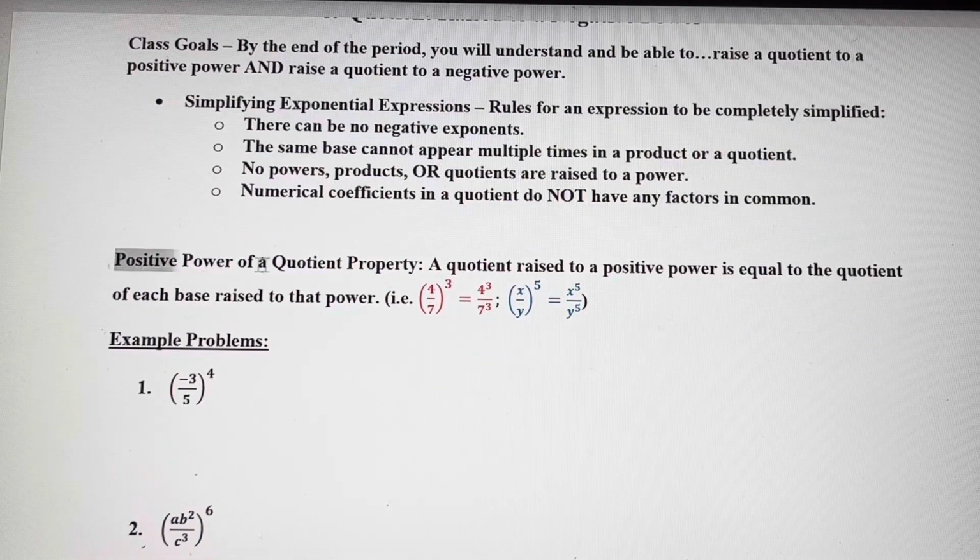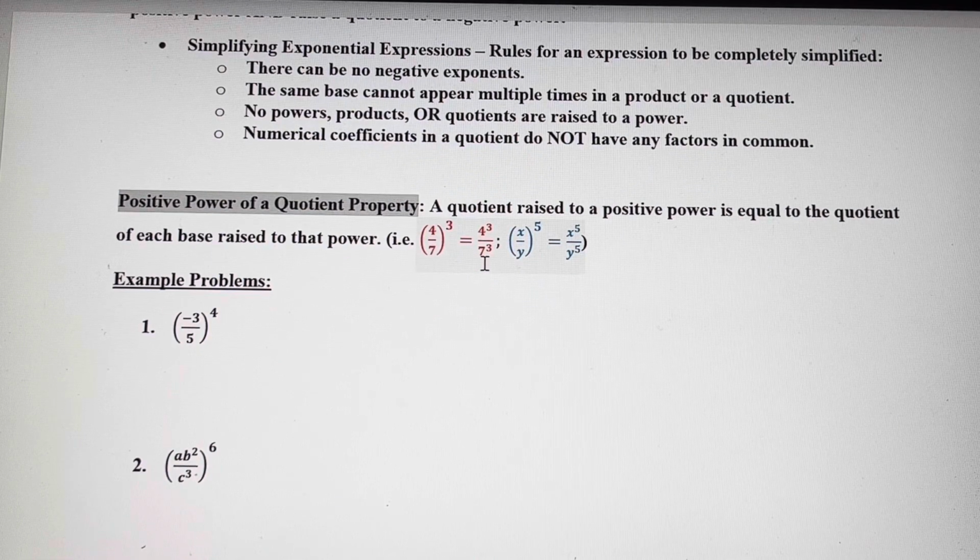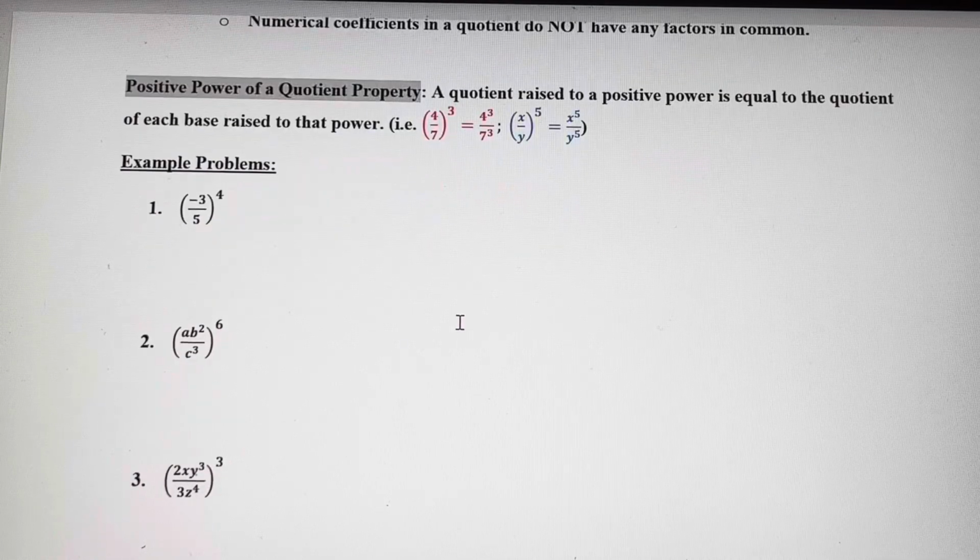So the positive power of a quotient property. If you've got a quotient, a fraction, to a power, notice that both the numerator and the denominator have to be raised to that power, okay? So the numerator 4 has to be raised to the third power. The denominator 7 also has to be raised to that power, okay? It doesn't matter if we've got a numerical quotient or a variable quotient here. Both numerator and denominator have to be raised to that power, in this case the fifth, okay? I didn't evaluate this, but you could use a calculator to say what 4 cubed over 7 cubed is, okay? But let's move on to the examples here.